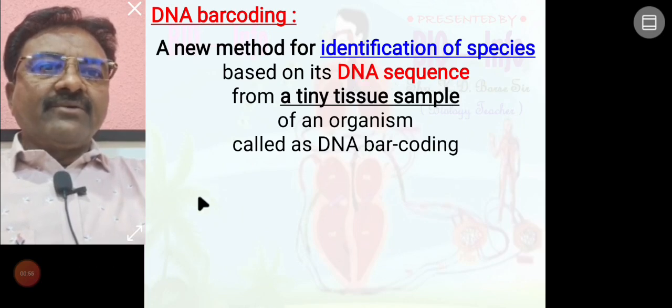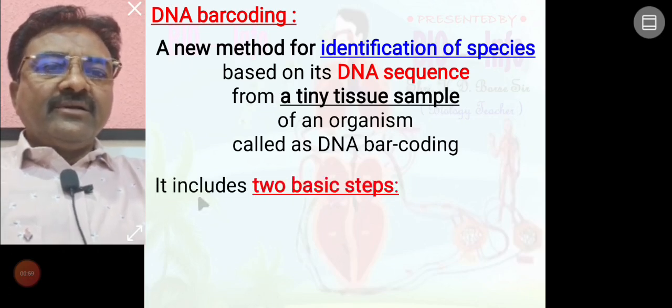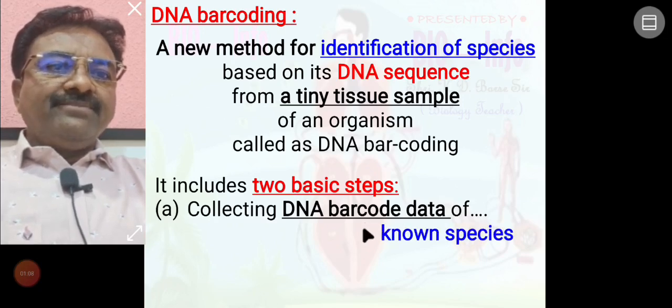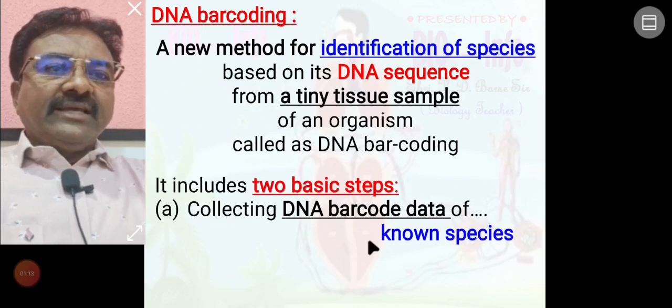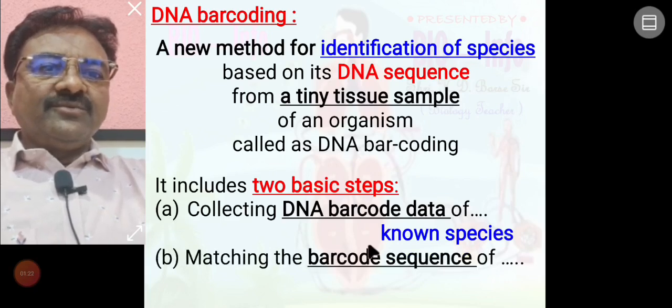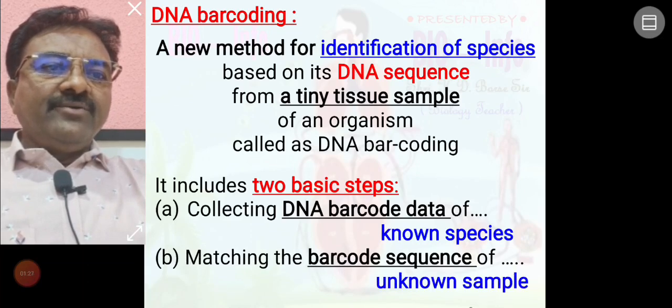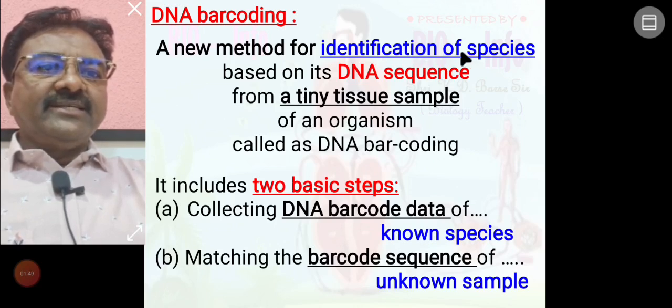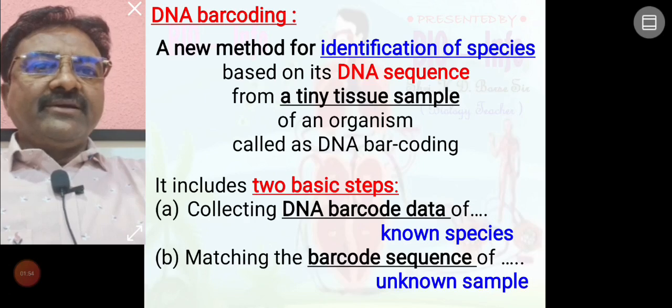Such a method is called DNA barcoding, and it includes two steps. Number one, first collecting the barcode or DNA barcode data of known species, means those species that exist. Such known species DNA sequence collection, and also matching the barcode sequence of the unknown sample. The DNA sequence of the unknown species and the known species DNA sequence are matched one to another. If the DNA sequences match, then we identify the species. Such a method is a new method of identifying species on the basis of the DNA sequence of an organism.